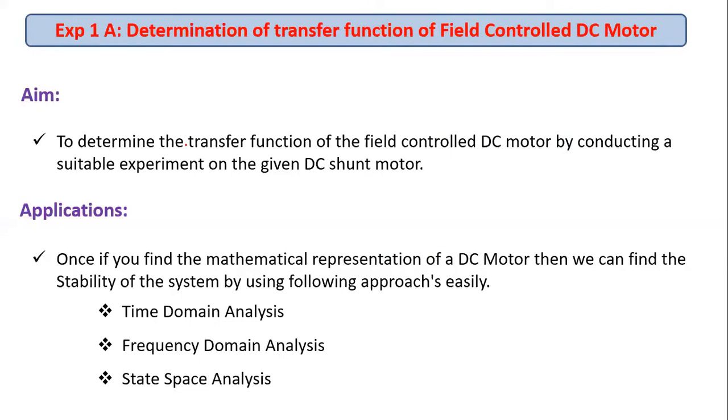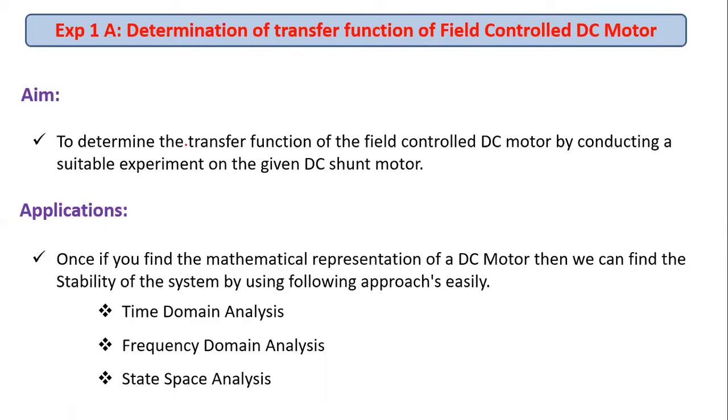Motor is a machine which converts electrical energy into mechanical energy. So it consists of electrical parameters and also mechanical parameters. Coming to the electrical parameters, in DC motor, we are having armature winding and field winding. This is a field control method. In case of field control method, we are varying the field circuit and armature circuit is constant. So we are considering only field parameters.